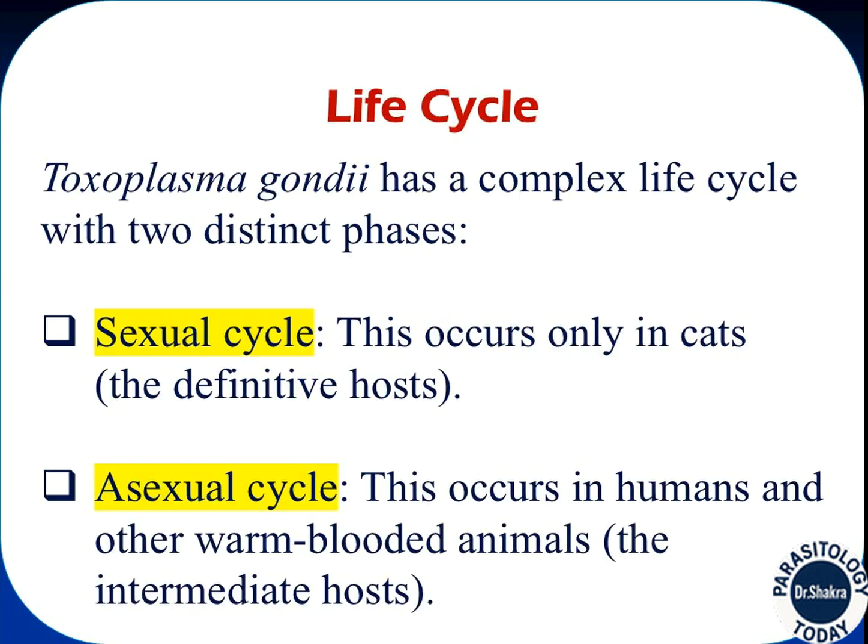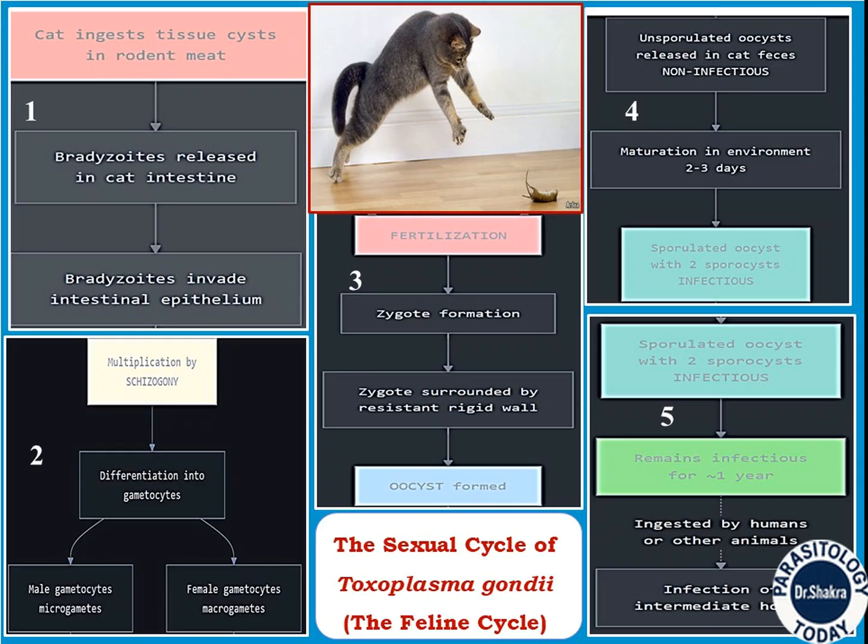Section 3, Life Cycle. Toxoplasma gondii has a complex life cycle, involving both sexual and asexual phases. The sexual cycle occurs only in cats, the definitive hosts, while the asexual cycle occurs in intermediate hosts such as humans and other warm-blooded animals. Let's walk through the feline cycle step by step.